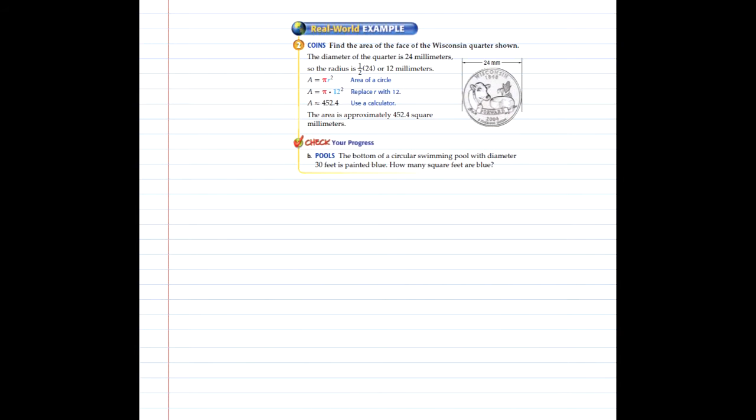Find the area of the face of the Wisconsin quarter shown. The diameter of the quarter is 24 millimeters, so the radius is half that, or 12 millimeters. Formula for area of a circle is pi r squared. Replace the r with a 12, square that, multiply times pi, 452.4, rounded to the nearest tenth. In this case, square millimeters.